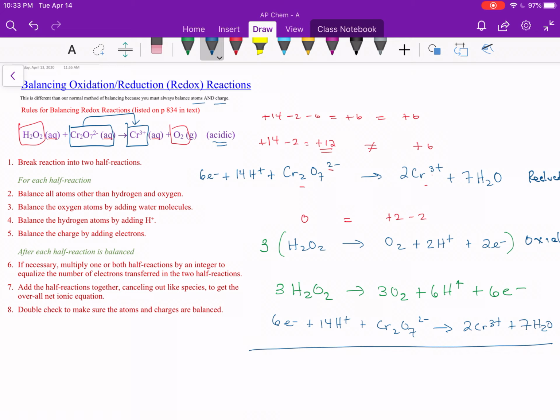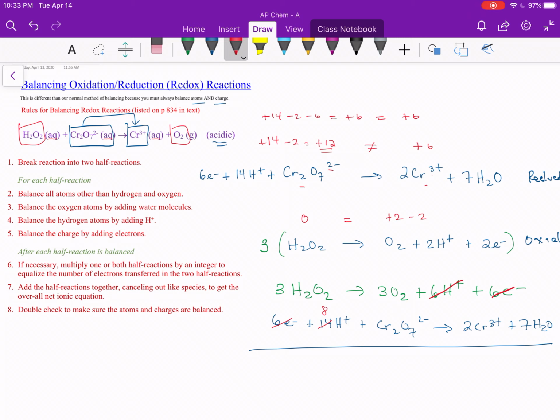And again, we're going to add these up. Hopefully the first thing that you notice is that the electrons can cancel because there's 6. You should never see electrons in the overall. They should always go away, right? And then the next thing that I see that we can take out are the H pluses. Here I have 6 and then 14, so I can get rid of that, and that would leave me, because 14 minus 6 is 8, I would have 8 H pluses. And I think that's the only thing that I can cancel out.